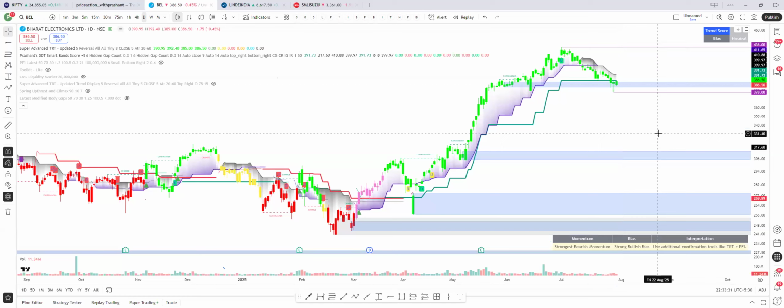I have sold a 380 put today only, because it went below 380 and came again into the buying area. So it is still bullish as long as the color is green. If the color changes to red, it's better to exit. My stop loss is very low, meaning if it closes below 380, I will exit.